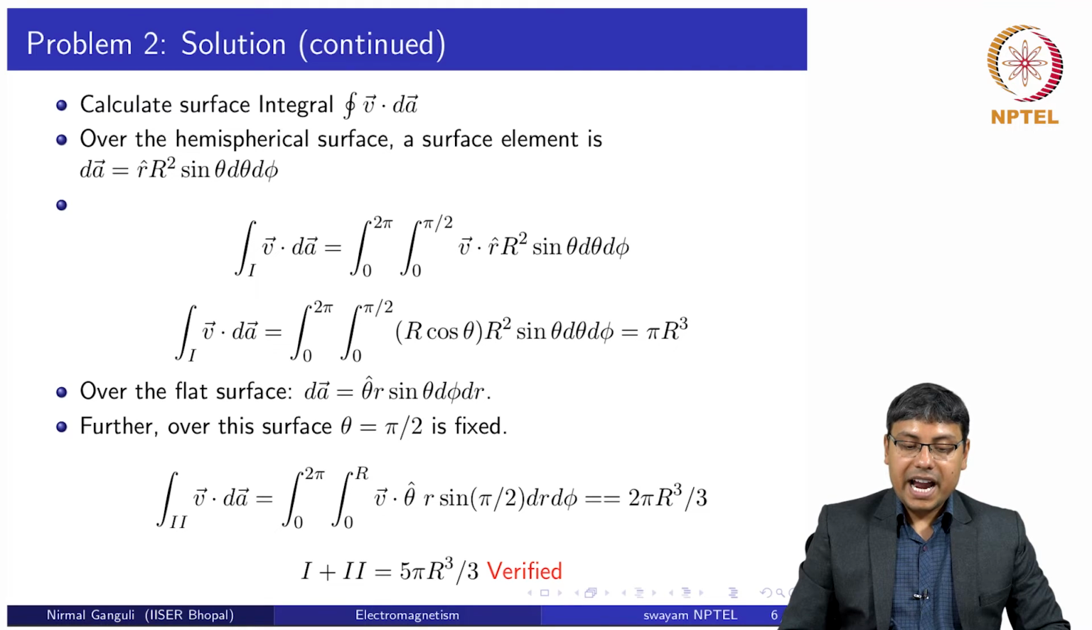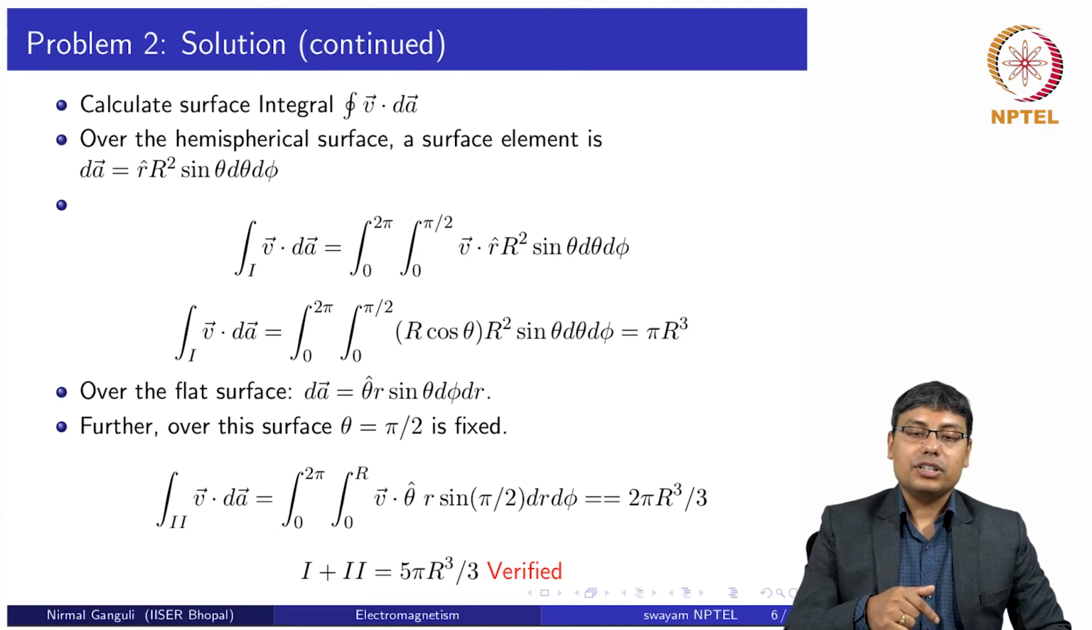Now, if you add the first and the second integral, you will find the total is 5 pi r cubed over 3, and that is what we found from the divergence by performing the volume integral over the divergence. So, the divergence theorem is verified for the given vector in spherical coordinate system.